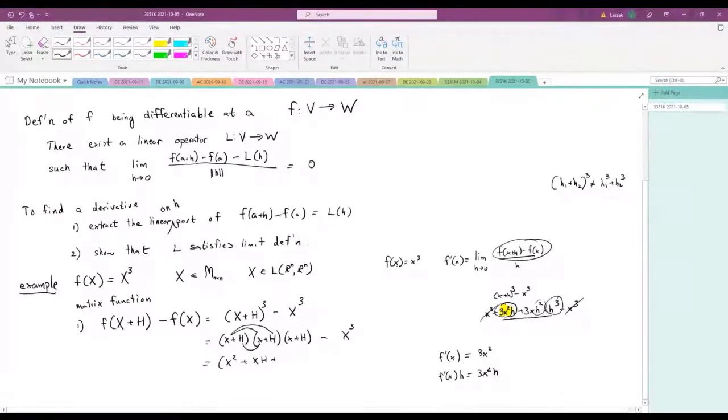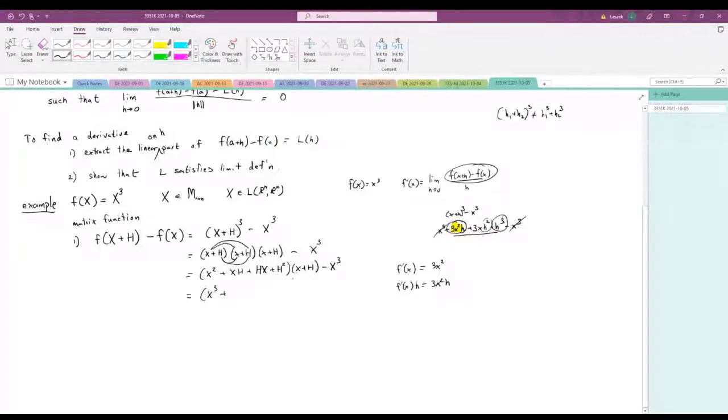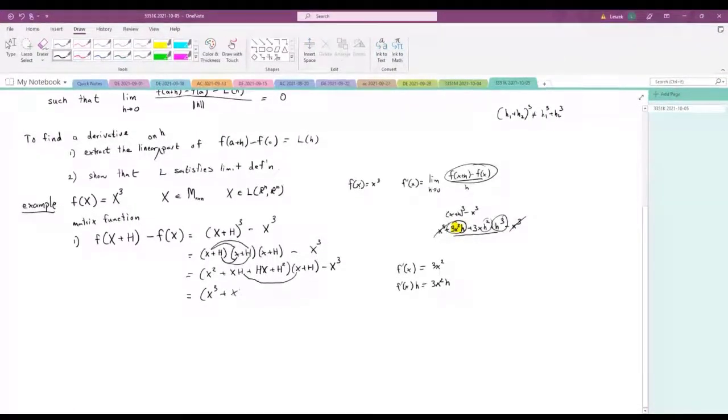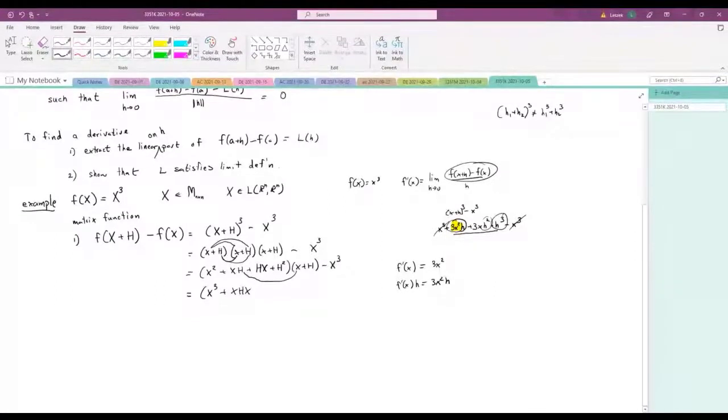Now, this time around, h is multiplying x from the left. And x times h is not necessarily the same as h times x, right? It's not true. Those are not equal in general. Plus h times h. So this time here, x is going to multiply this term from the right. So it's going to be x, h, x.